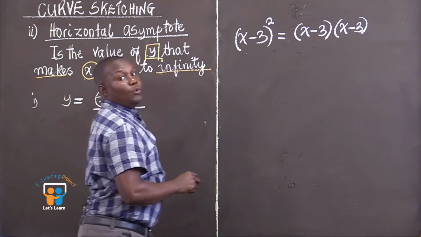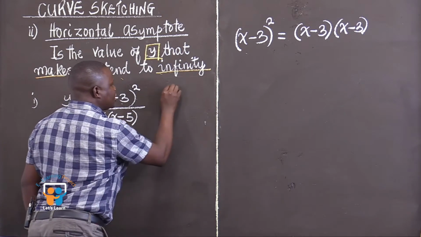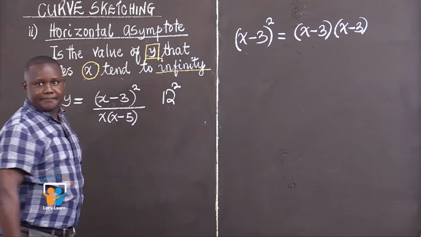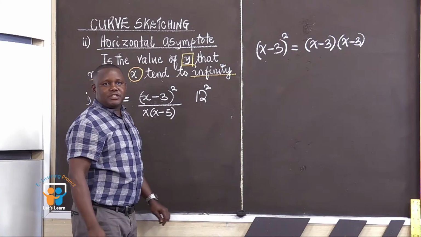There are some of you, when they ask you, 2 squared. Let us make it 12 squared. All right? And then someone gives us a beautiful 24.